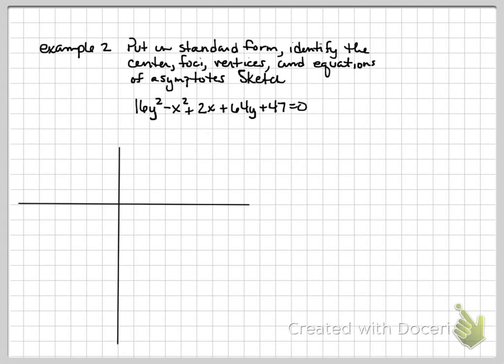Okay, so now example 2, we are going to put it in standard form, and then we have to identify some information. So I've already started by making a graph. So pause this for a second while you make your graph in your notes. Okay, so you should have made your graph. Now to get this into standard form, what we're going to do is complete the square. And we've been completing the square quite a bit in this unit, so this should be fairly quick.